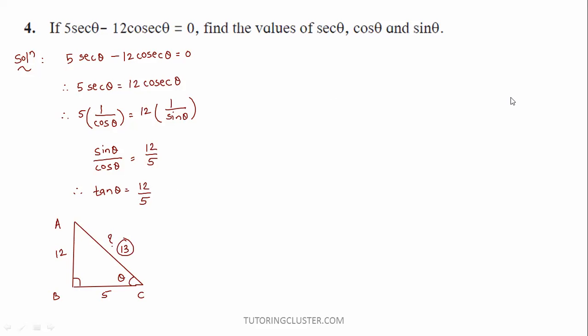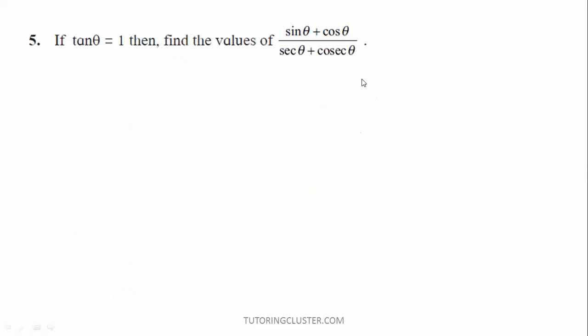Now how are you going to find out sec theta? From this triangle, sec theta is hypotenuse upon adjacent. Next, how are you going to find out cos theta? Cos theta is adjacent side upon hypotenuse. What is the adjacent side? 5 upon hypotenuse. And sin theta is opposite side upon hypotenuse. So these are your answers. Very simple examples. If you know all the concepts, we can easily solve.